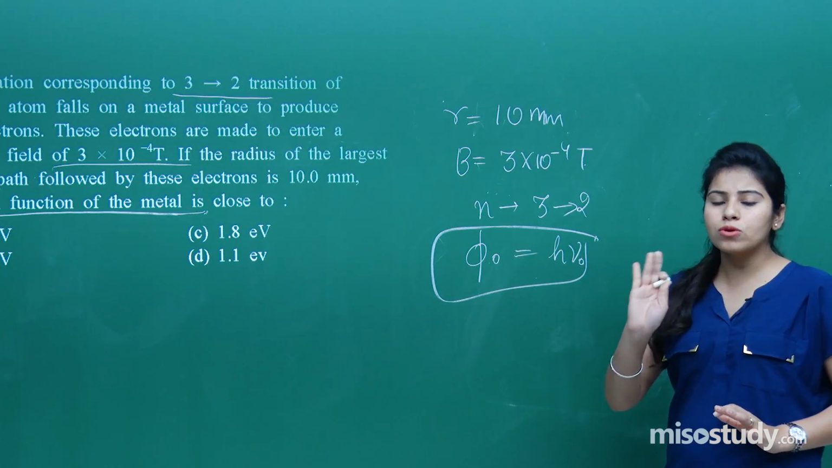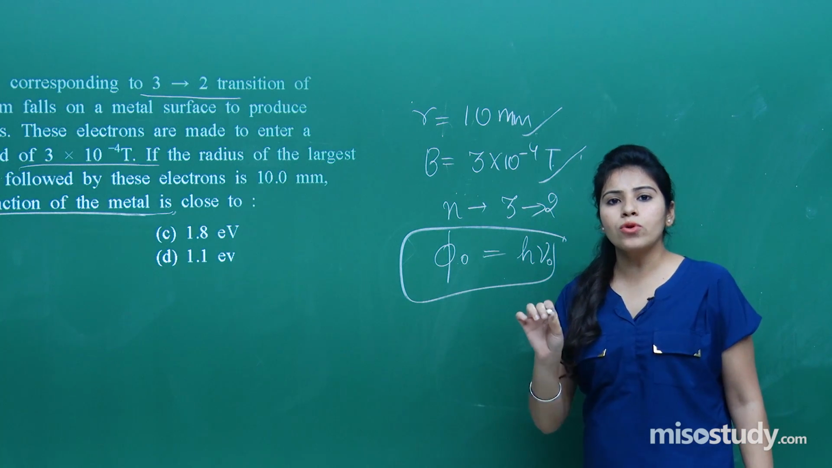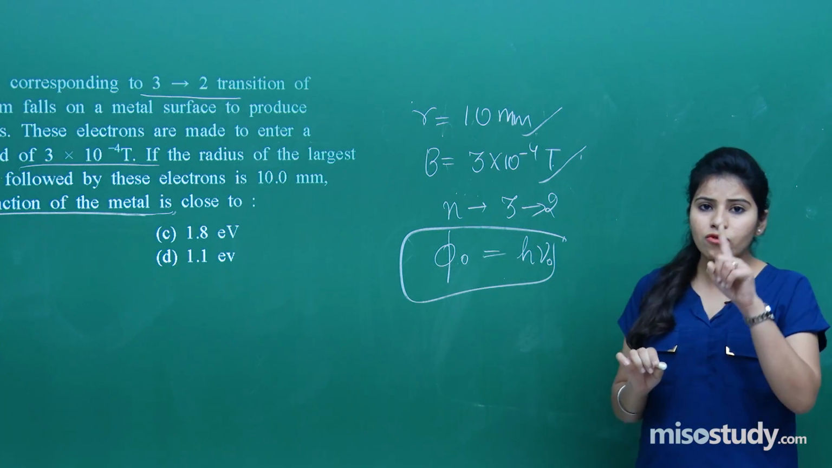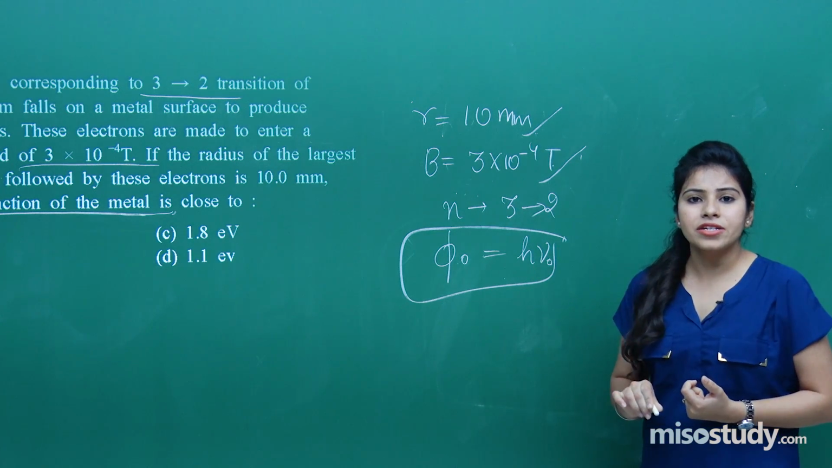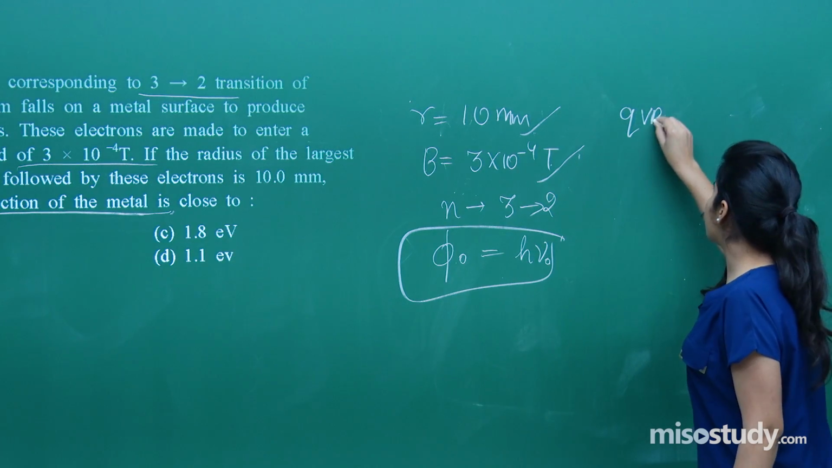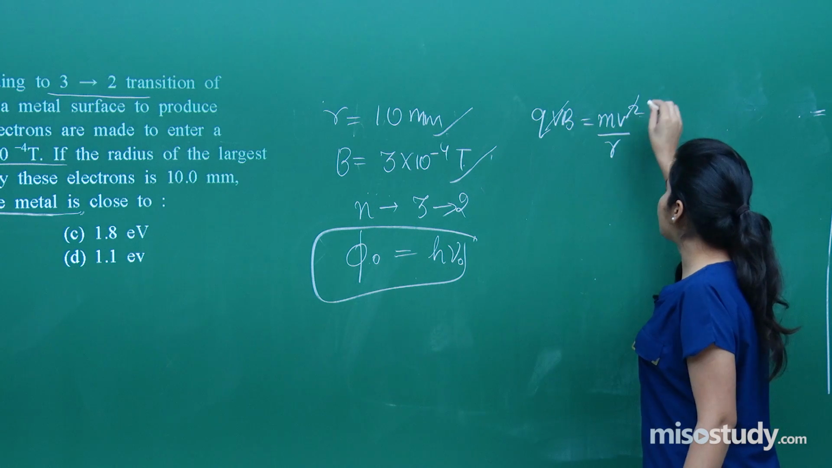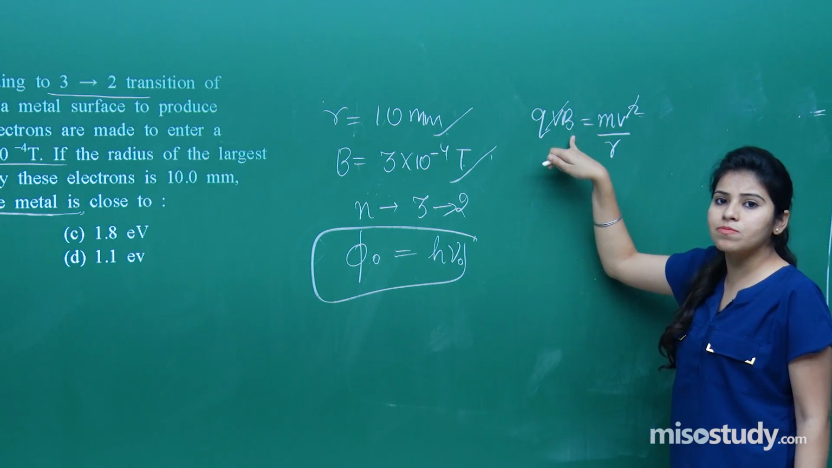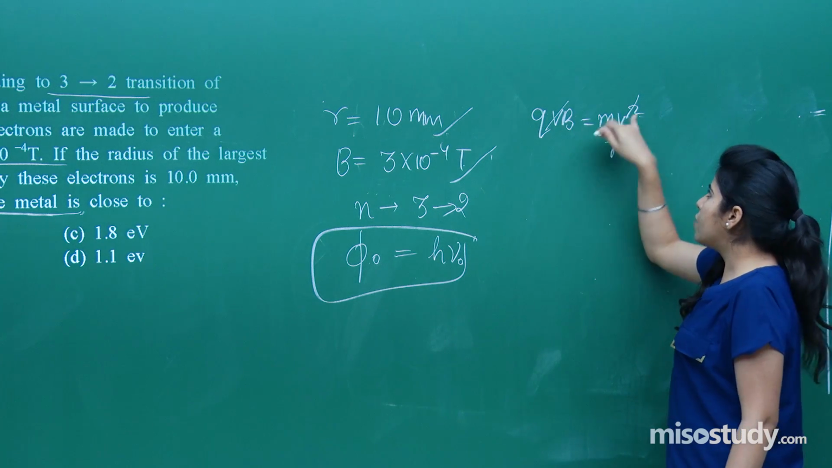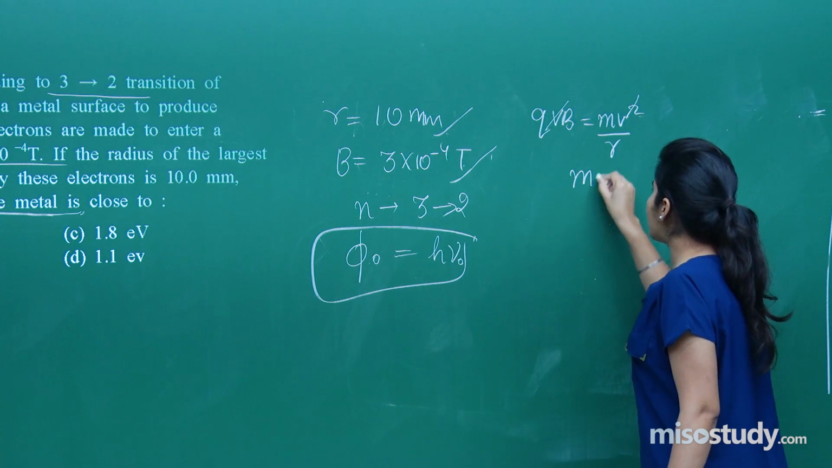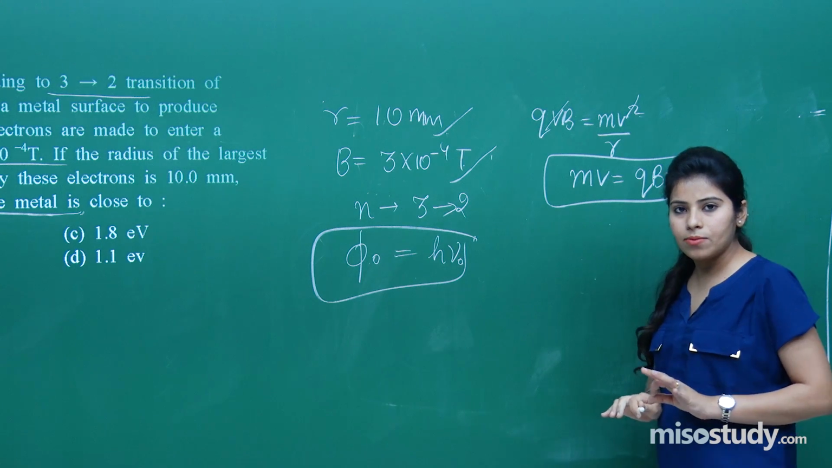And first of all, before going to that, I would like to tell you one thing: if the photoelectron is rotating in a circular path, the centripetal force will be balancing the magnetic force. That means qvB will be equal to mv squared by r. Here q is charge, v is velocity, B is magnetic field, m is the mass, v is the velocity, r is the radius of the circle. So, v and v getting cancelled, I have mv equals qBr. I have just found this.